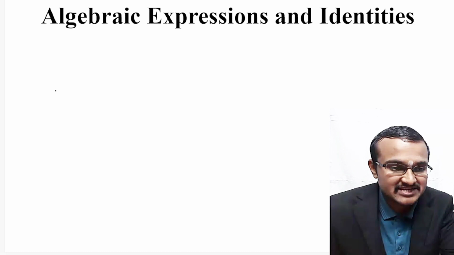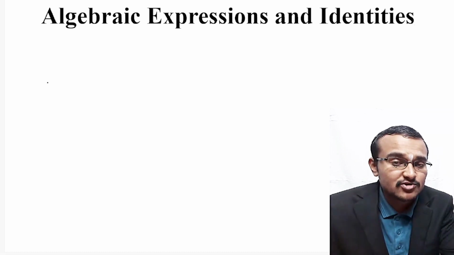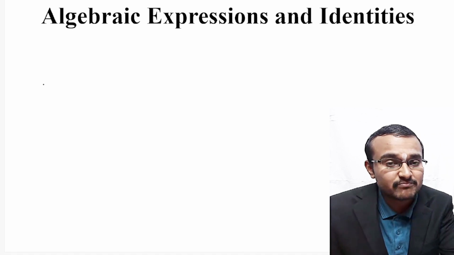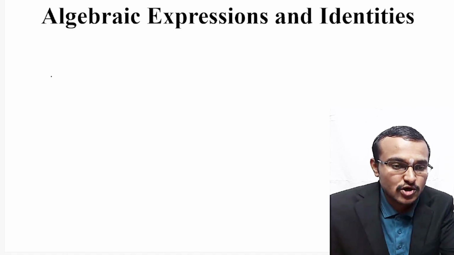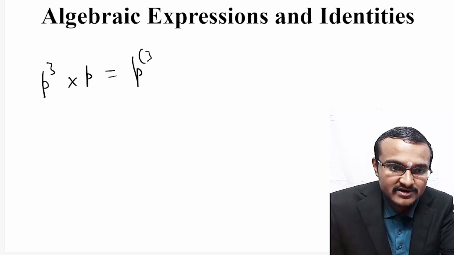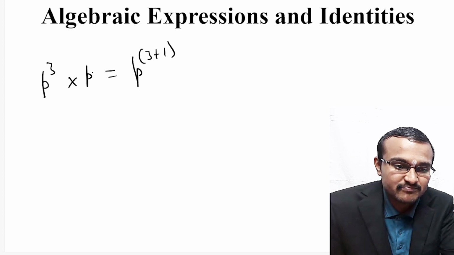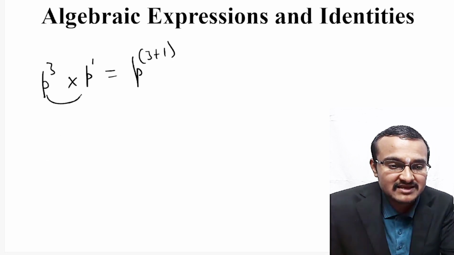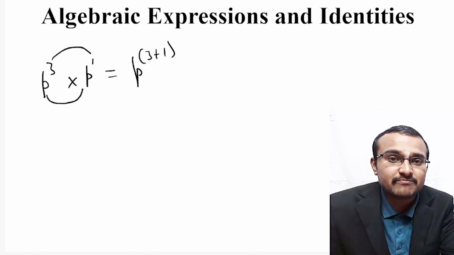One thing I should explain here: whenever you are multiplying variables or numbers which have powers in them, you should always remember, for example, if I have p cube into p, this actually represents p power 3 plus 1, because if just p is there, the power 1 is there by default. So when you multiply these two p's, you should add the powers.